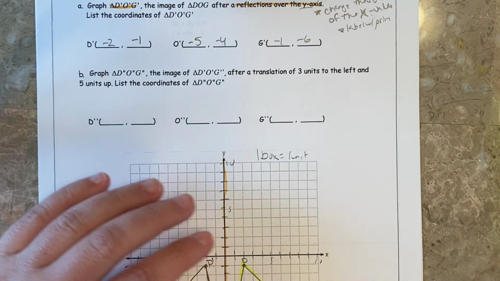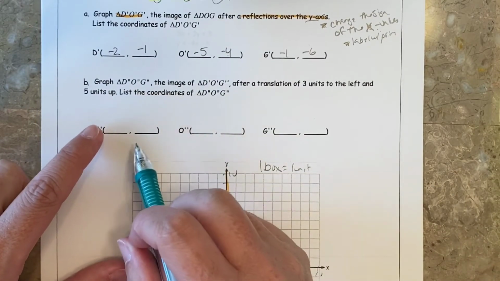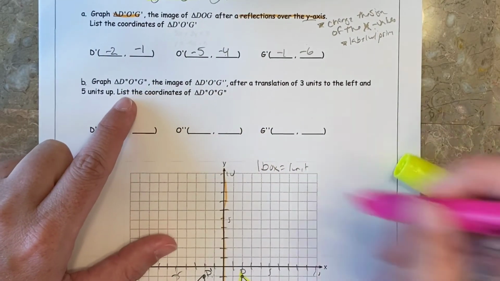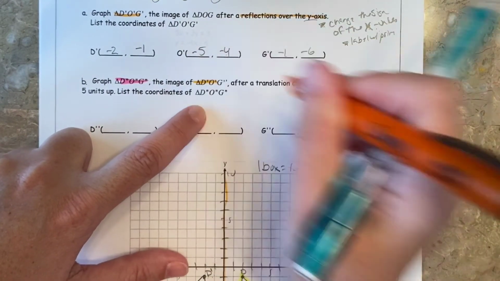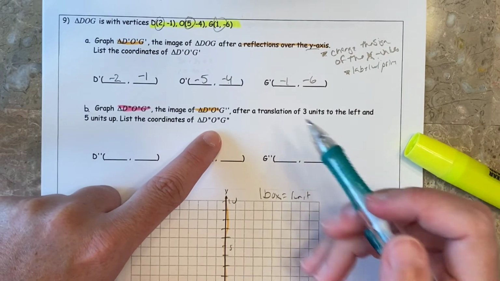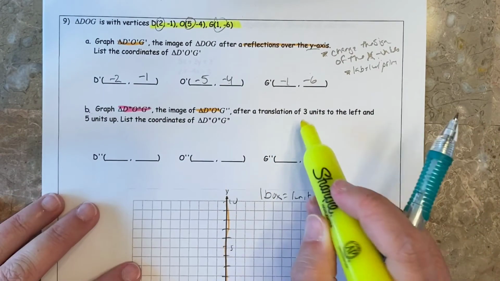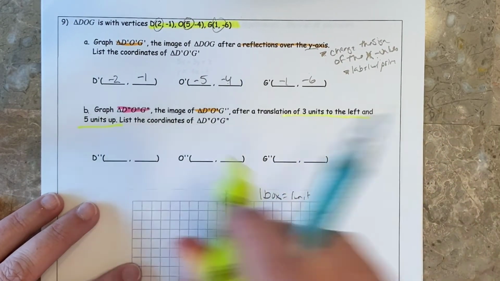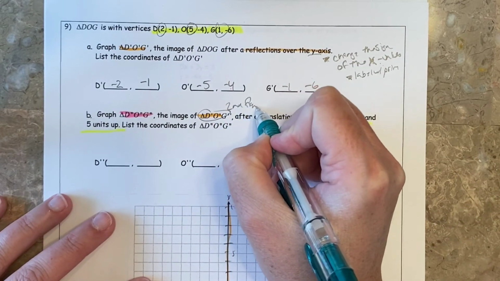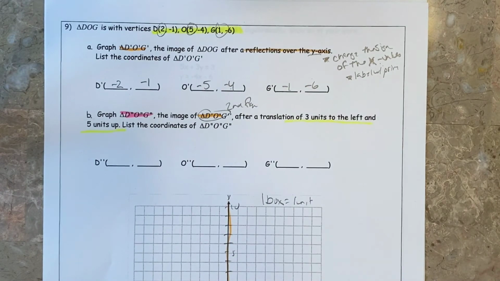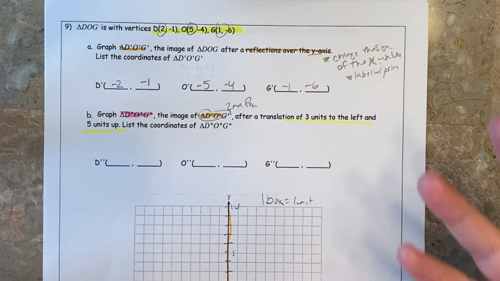All right, I got one more to go. So now we're going to graph. Okay, this is going to be a double prime. That's how we say that. The image of the one we just did, right? We just did the one with the primes. After translation of 3 units left and 5 units up. So again, this was our second figure that we are now doing. So this is our composition of transformations that we did.